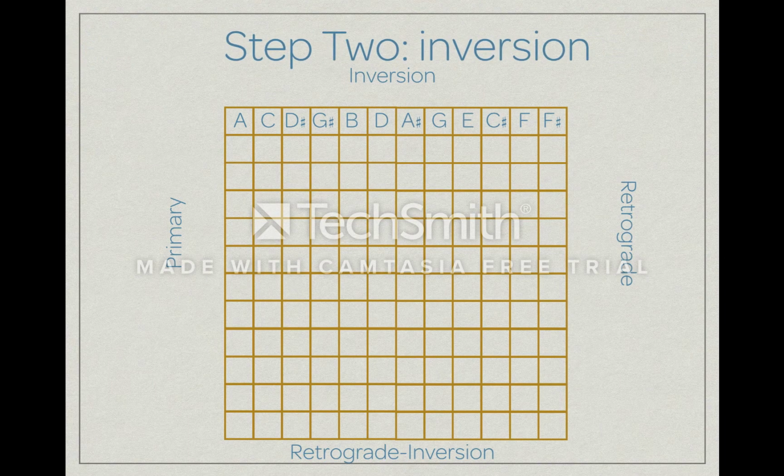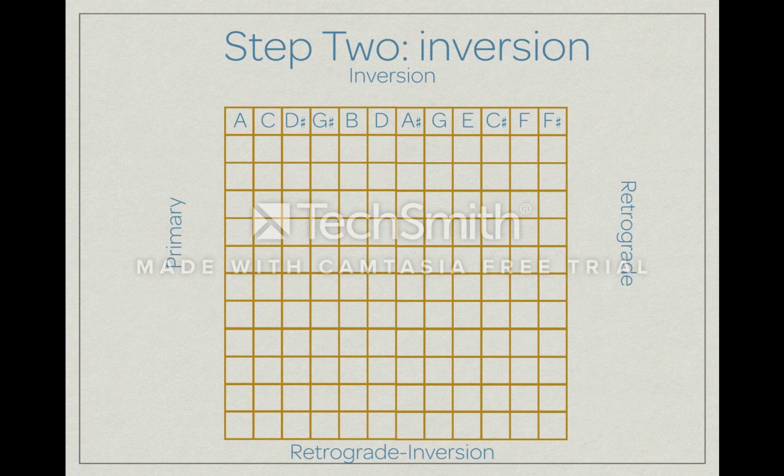Our next step is also the most difficult, and it's important that you complete it accurately. We're going to figure out this row's inversion, which we'll copy into the first vertical column of the matrix. To do this, we'll figure out the intervals between each adjacent pitch from left to right of the primary row, and copy it into the opposite direction in our column.